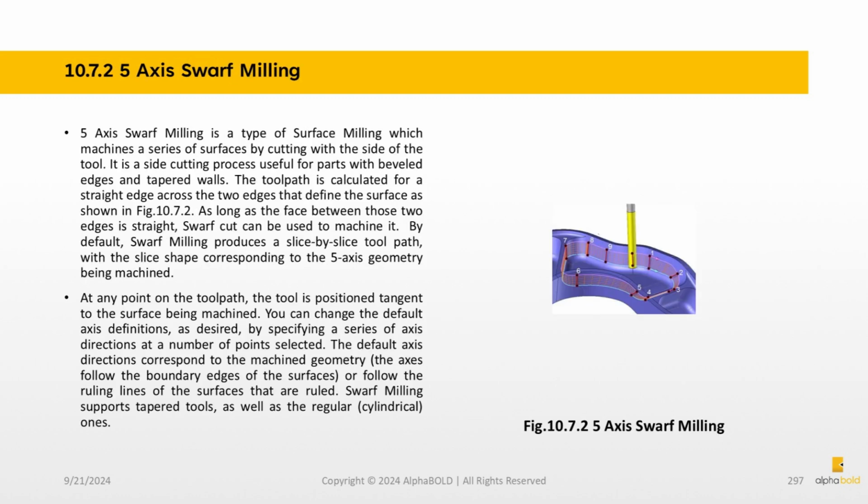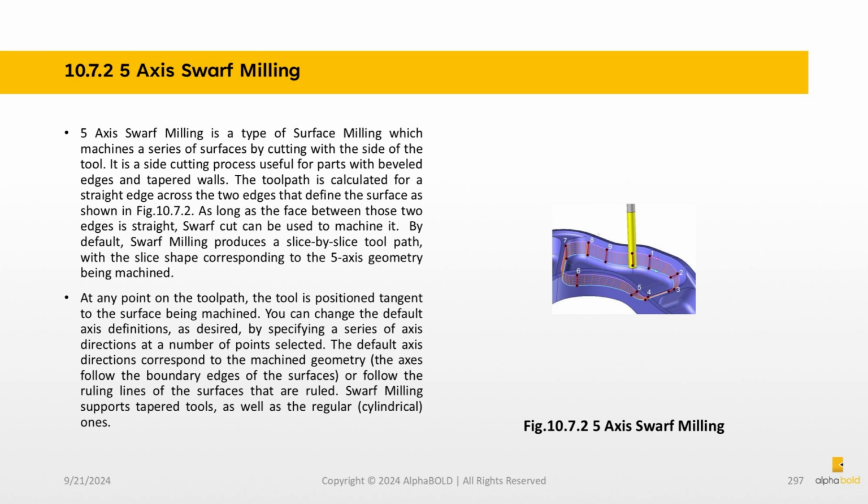5-axis swarf milling is a type of surface milling which machines a series of surfaces by cutting with the side of the tool. It is a side-cutting process useful for parts with beveled edges and tapered walls. The tool path is calculated for a straight edge across the two edges that define the surface. As long as the face between those two edges is straight, swarf cut can be used to machine it.